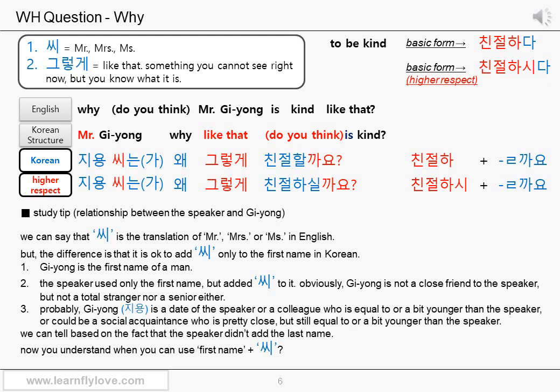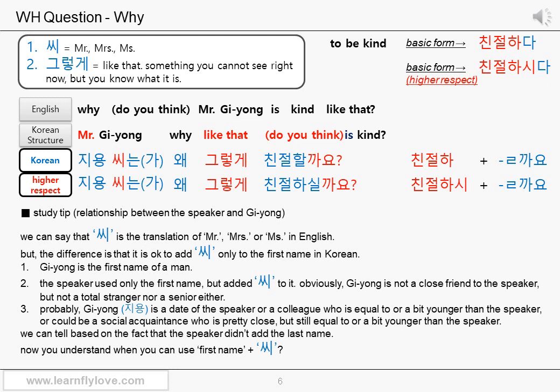But you need to think about the relationship with the person before you do that. We don't know the relationship between Ji-young and the speaker in this sentence, but the fact that the speaker used only the first name, which is Ji-young, and ssi, we can guess Ji-young must not be a close friend to the speaker because the speaker used ssi. We don't use Mr., Mrs., or Miss to our close friends, right? But Ji-young must not be a total stranger either because the speaker used only the first name, which means the speaker is close enough to use only the first name.